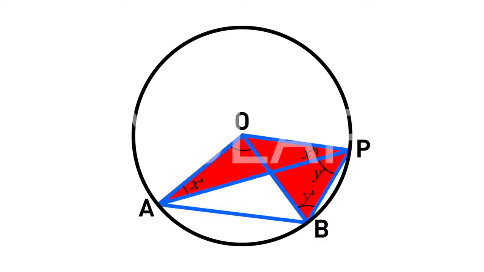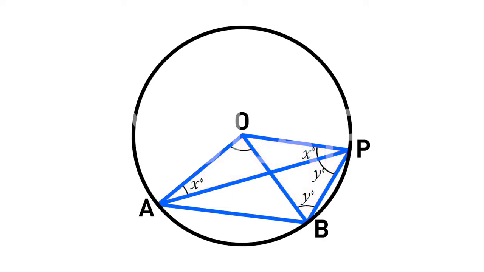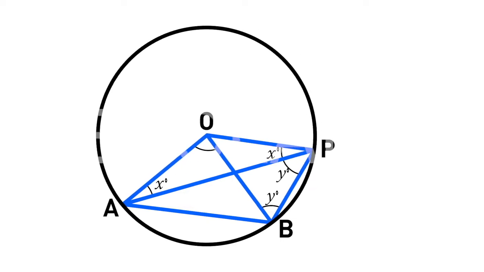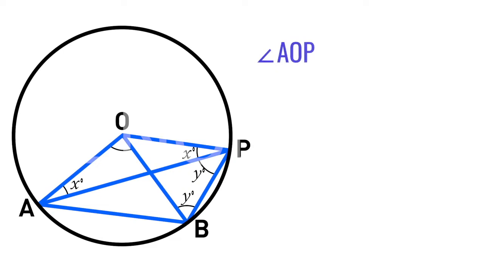Consider the triangles OPA and OPB. AO and OP are radii of the circle. So, triangle AOP is an isosceles triangle. Take the angle OPA as x degree. As this is an isosceles triangle, the angle OAP must also be x degree. So, the angle AOP is 180 minus 2x degree.